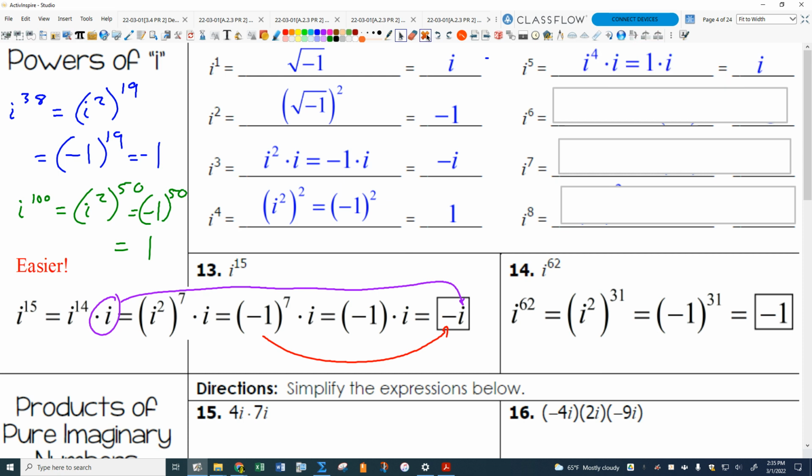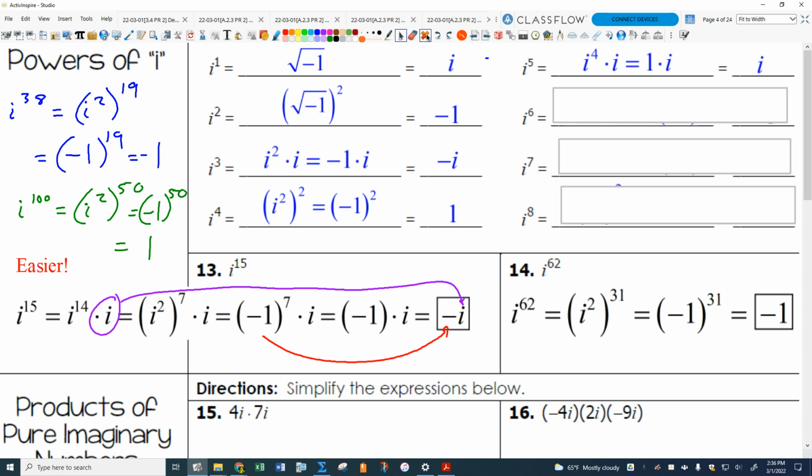When I go up to i to the 5th, a couple ways I could think about this. I could think about it as i to the 4th, which is 1 times i, so I'm getting i. Or I could think about it as i to the 4th, even if I have to remind myself what that is, that's an even power of i squared, isn't it? So I know I'm getting 1 times i, which is i.